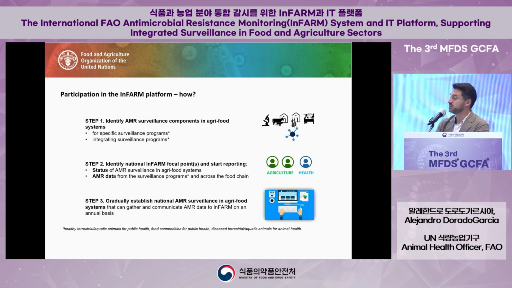The step 2 is to identify the national INFAM focal points and start reporting. And countries report on 2 things. Countries report on the status of AMR surveillance in agri-food systems. So they have a questionnaire on the main components of surveillance systems, and then also reporting on antimicrobial susceptibility testing results from the laboratory, so AMR data. Then the step 3 is to commit to gradually establish the national AMR surveillance in agri-food systems that can gather and communicate on a regular basis information into the platform. And I'm going just to dive in some of these steps.